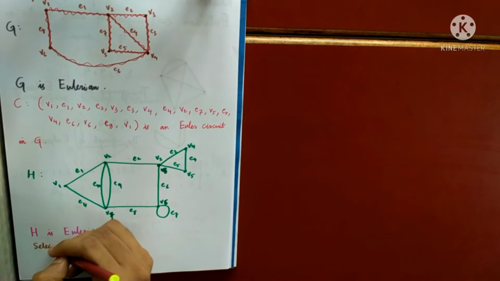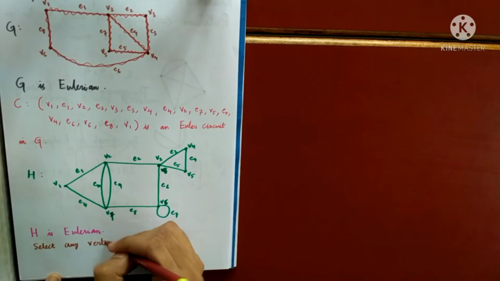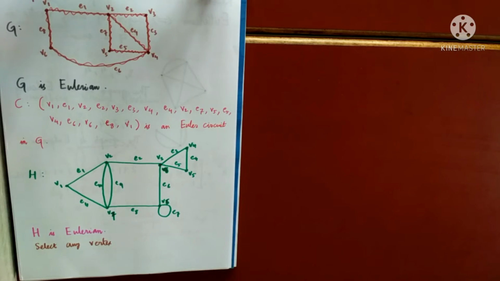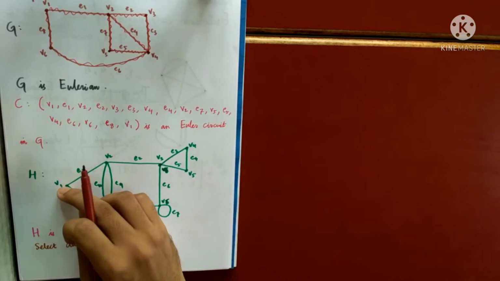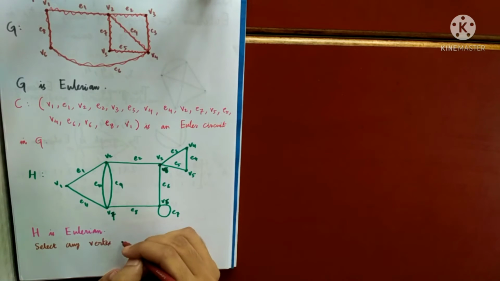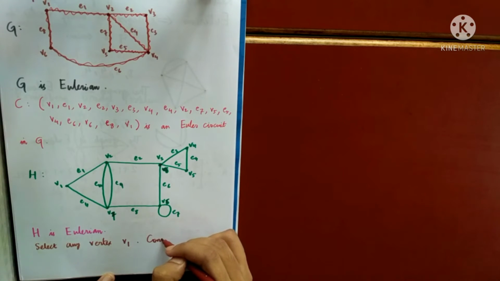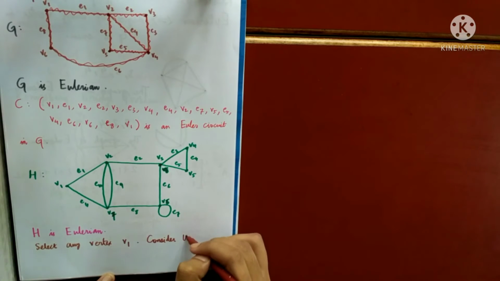Select any vertex. The choice is completely arbitrary. It is not like you have to always start with V1. You can start with any other vertex. So I am choosing V1. Select any vertex V1 and consider the circuit.